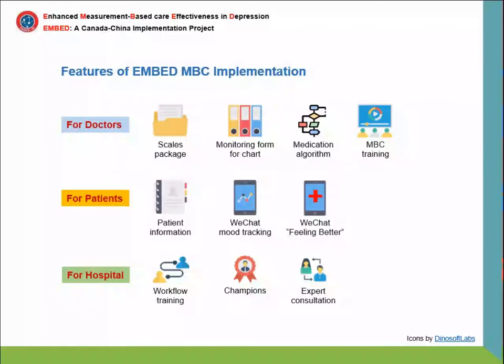We also provided features for hospitals, including training of clerks and the workforce, the staff in each mental health center, identifying champions to help bring measurement-based care into the clinic, and then providing expert consultation to problem solve any issues that arose from implementing measurement-based care. So this comprehensive plan is a simple but effective way to bring measurement-based care into busy clinical settings.